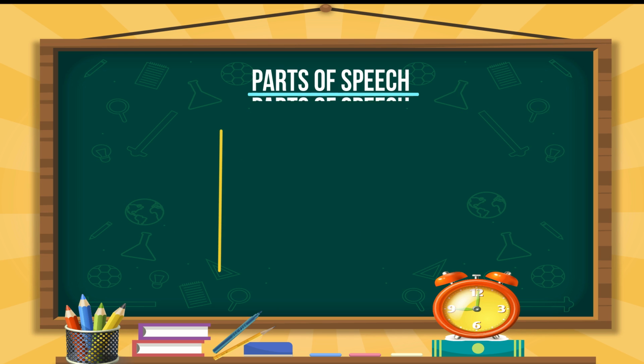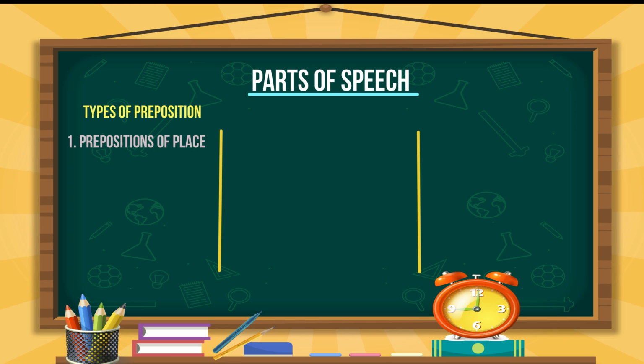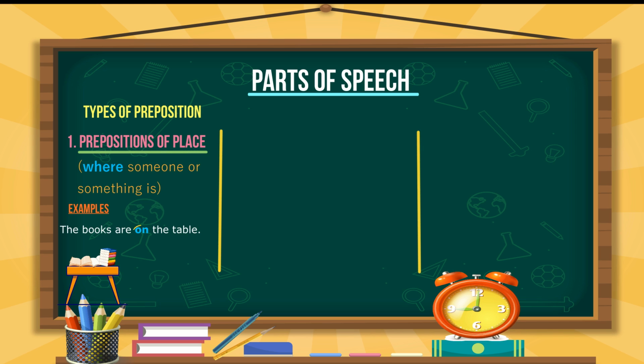Prepositions are divided into three types. Different prepositions show different relations. Sometimes the preposition indicates where someone or something is. Such prepositions are called prepositions of place. For example, the books are on the table. Here the preposition on shows where the books are.